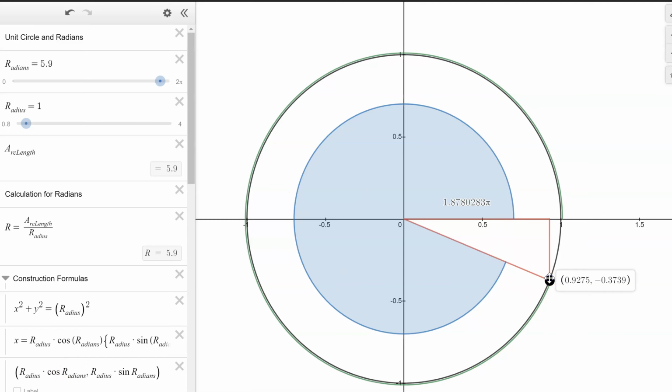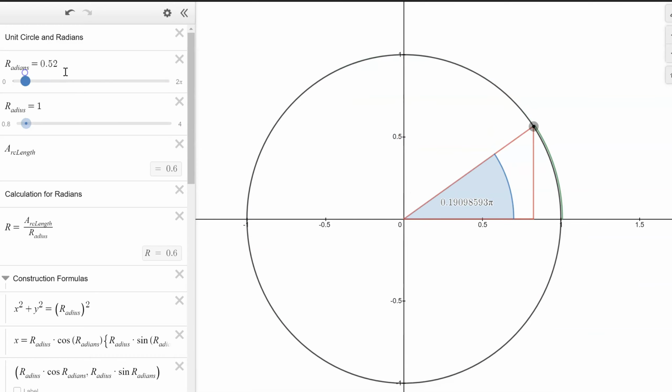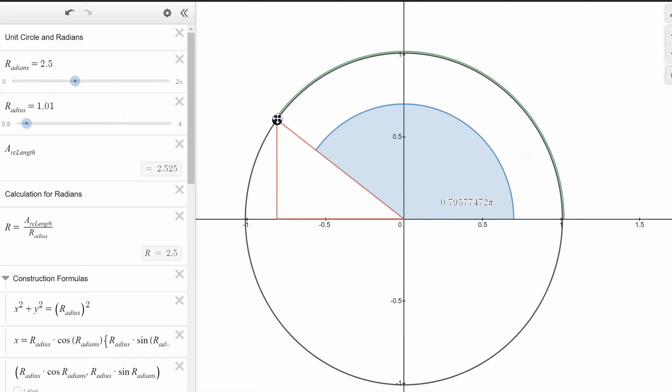So you can see here the x, which is our adjacent, that's basically cosine, is positive. So if you move through them, you can see that both x and y are positive. Just the x is negative, and so that means the sine is positive. The sine is the y. That's how you can look at it.